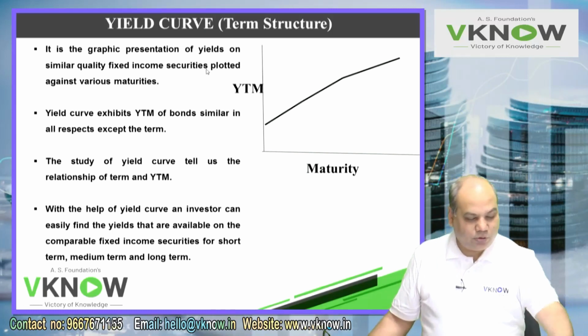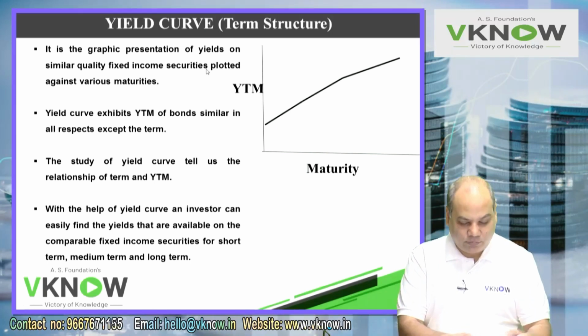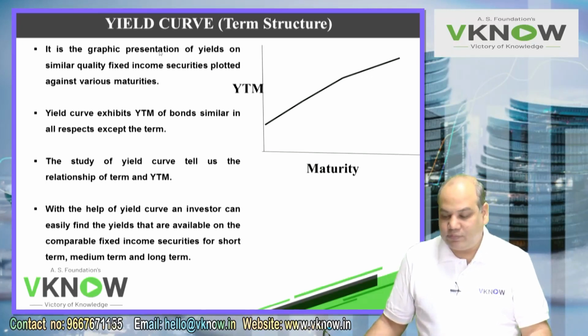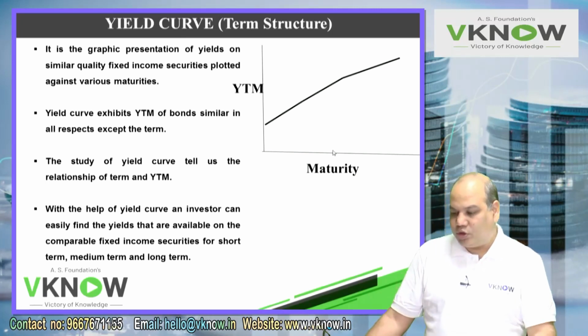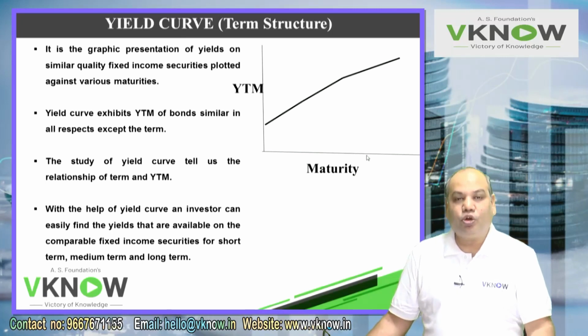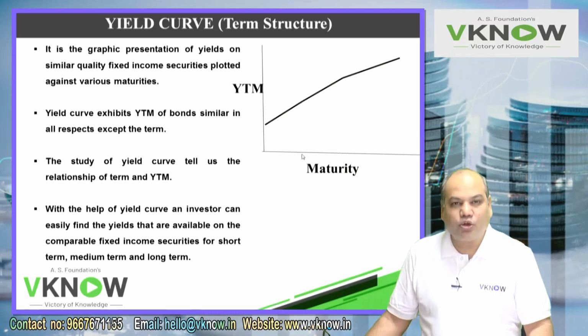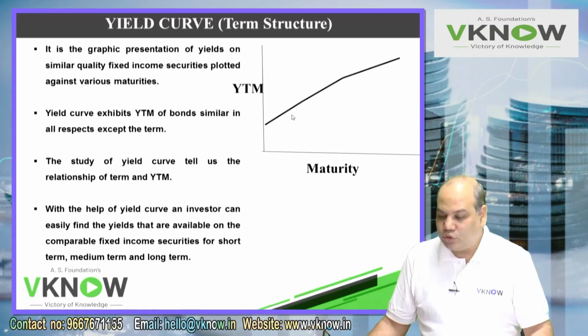See this paragraph in your book. Come to paragraph number 7.1, yield curve. The moment you use the word yield curve, it means there is a graphical presentation of the relationship between the maturity and the YTM. As the maturity changes, the YTM of bonds also changes, because bonds with higher maturity would normally, but not always, have higher YTM, and bonds with shorter maturity would normally have lower YTM.